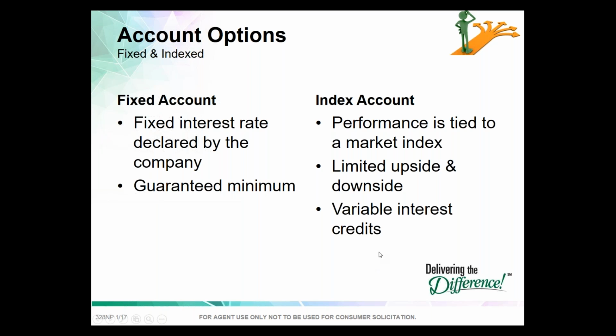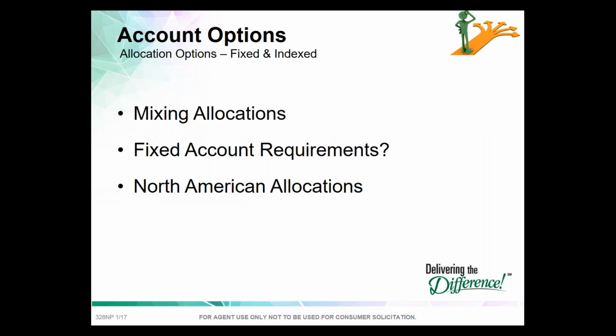So essentially, with an index account, you're going to get interest credits that might vary. They won't be as stable as you might see in a fixed account. They're going to be a little bit higher, a little bit lower at times. So all things considered, indexed universal life is not all that scary, in the sense that it's just like a fixed UL. In fact, if you want indexed universal life to be just like a fixed UL, just put all the monies in the fixed account, and you've essentially got a fixed universal life product. So we're going to talk a little bit about allocations and fixed account requirements and what North American does.